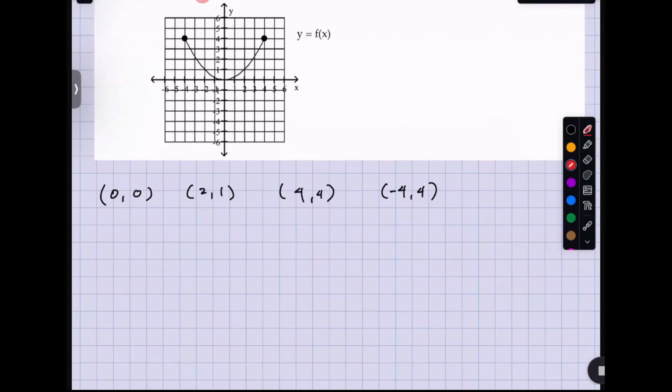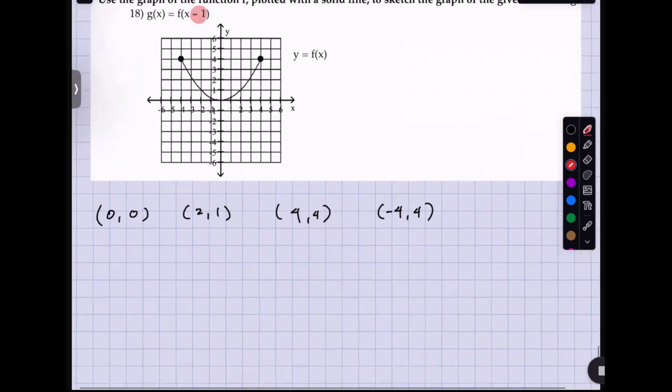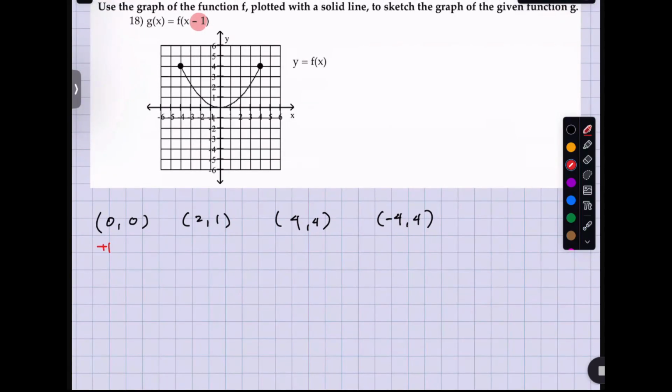PEMDAS: inside parentheses. So for the exponents, you're going to add one to your y-axis. Okay? Opposite, inside parentheses. So it affects which value? X value. So you're going to add one to your x value. Correct.